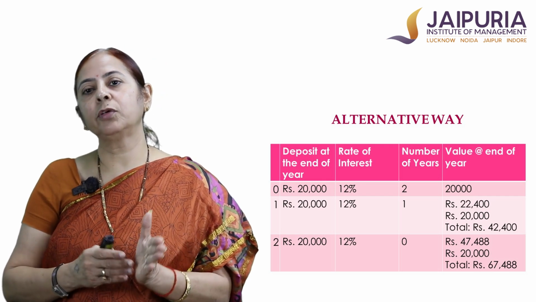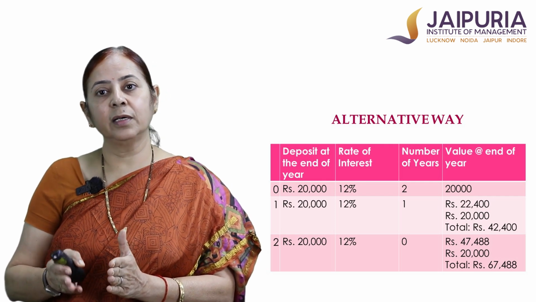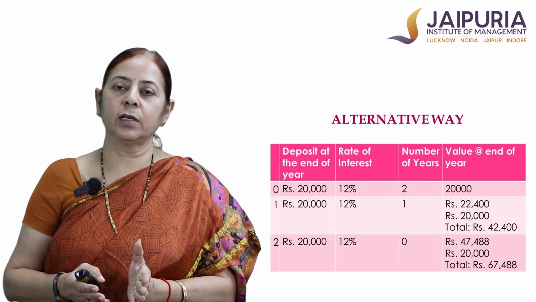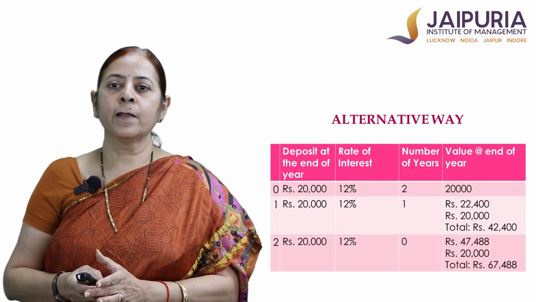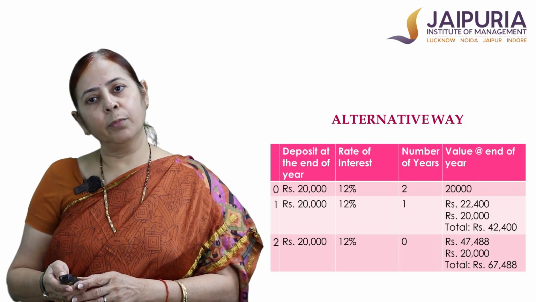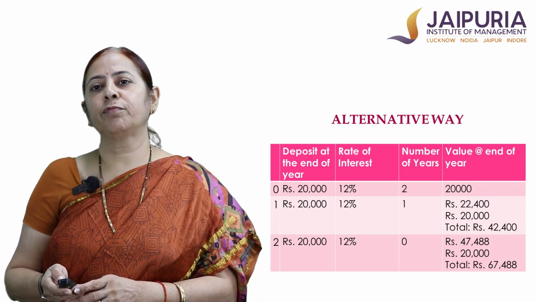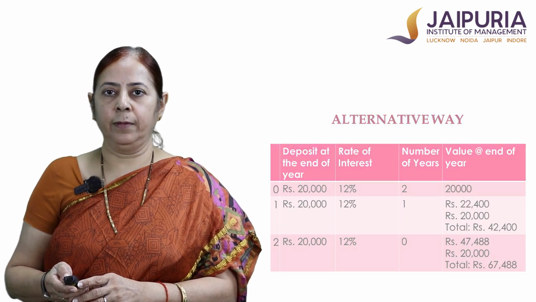Now again you deposit 20,000 here, which is the terminal year, the third year. And this amount again does not earn interest. So your value becomes 67,488. If you see this value and the value which I showed you earlier, both are the same. But these are two different ways to calculate the future value of an annuity.